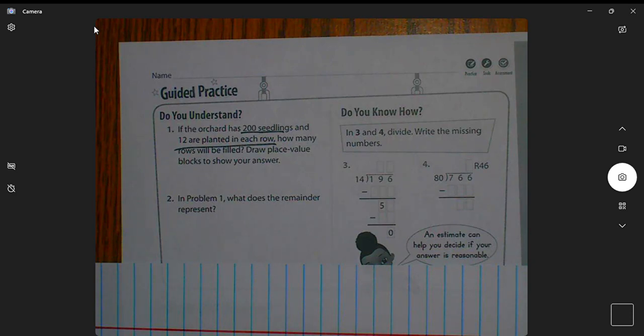Welcome back. Today we're going to learn how to do long division. We call it dividing using sharing.